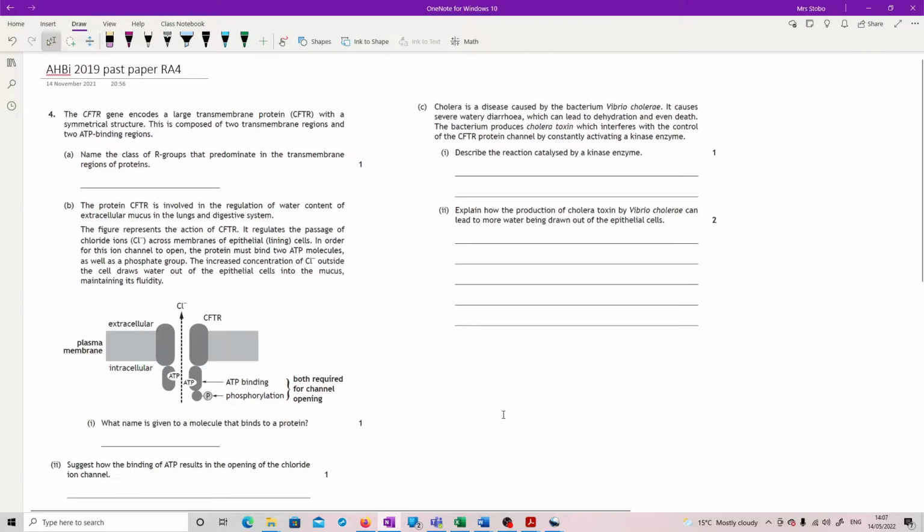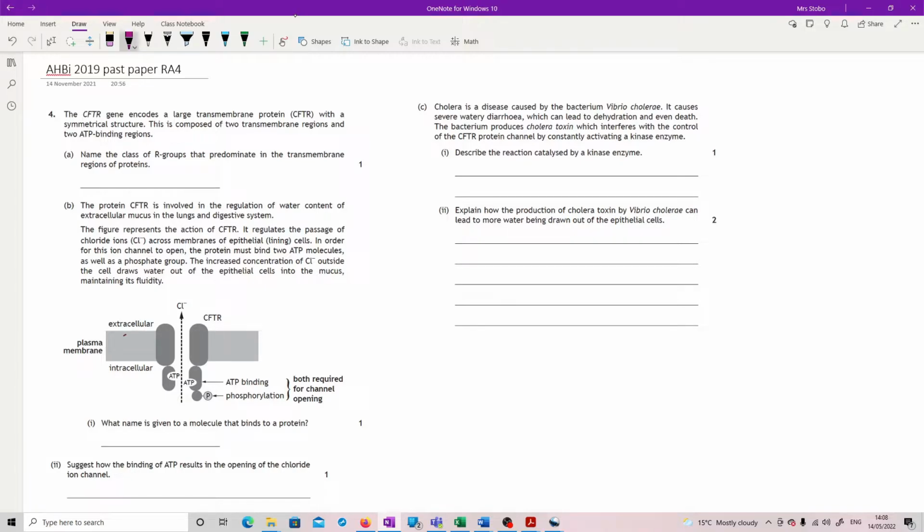Question 4. Right, I know that this looks quite intimidating as a question, to be honest, folks, but when you get to it, it's not actually a huge amount. It's just very wordy. Okay, the CFTR gene encodes a large transmembrane protein, CFTR, with a symmetrical structure. This is composed of 2 transmembrane regions and 2 ATP binding regions. Name the class of R groups that predominate in the transmembrane regions of the protein.